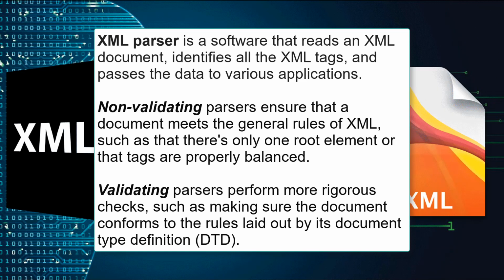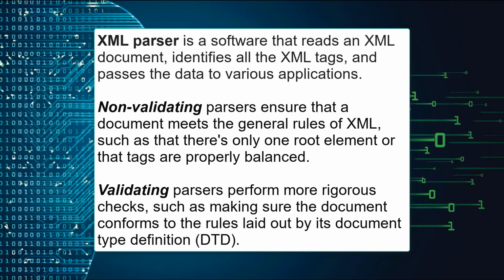First is the non-validating parser. Non-validating parsers ensure that a document meets the general rules of XML, that is a well-formed XML document, such as there's only one root element or that tags are properly balanced or nested or not. Second is the validating parser. A validating parser performs more rigorous checks, such as making sure the document conforms to the rules laid out by its document type definition, that is DTD.